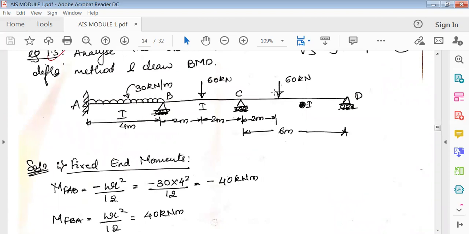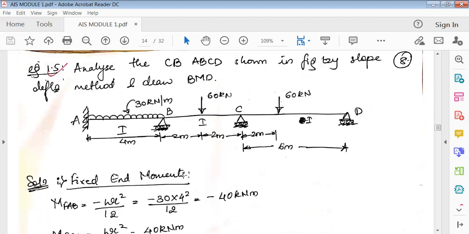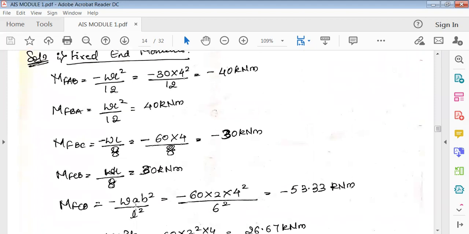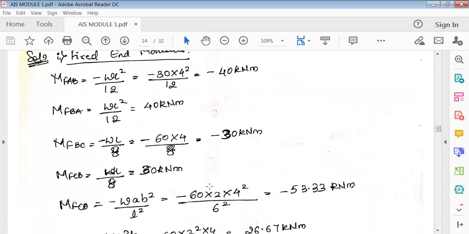Now for the final fixed end moments, here the load is eccentric. So the formula for MFCD, C to D, is minus W A B square by L square, because it is the left support. When you start measuring from C to D, because it is the left support, it has a negative sign. Then this is A and this is B. A means the nearer support, B means the farther support. So A is 2 and the farther support B is 4, so it is W A B square by L square, giving minus 53.33.